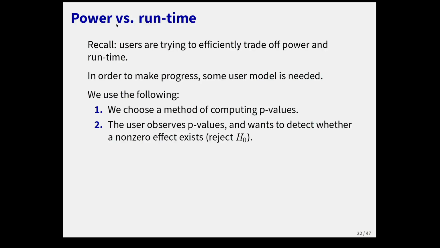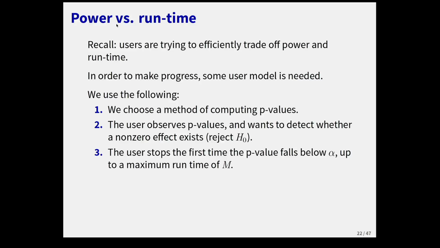So we're basically going to consider users where we choose a method of computing p-values. The user observes these p-values and wants to detect whether non-zero effects exist, so they're testing this hypothesis. And they stop the first time the p-value falls below alpha, but they're only willing to wait up to a maximum runtime of m. So our users are parameterized by these two numbers, alpha and m, which indexes their patience. Alpha is a commitment to type 1 error. m is a commitment to how long you're willing to wait.